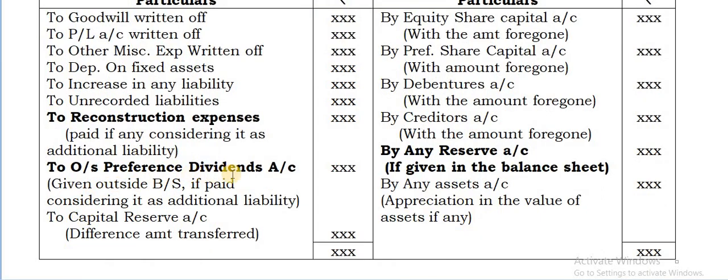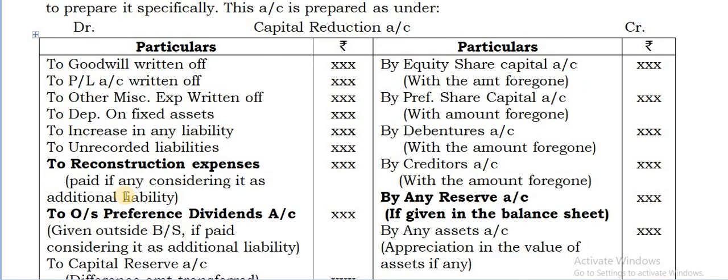Then to preference dividends. If at all any dividends are being paid which are not being shown in the balance sheet, such amount so paid should again be recorded here, considering it as an additional liability. This is the second entry, actually, for the actual payment, whatever the amount, from the outstanding preference dividends account to the bank account. Again, this outstanding preference dividends will, for the second entry, be transferred to the capital reduction account.